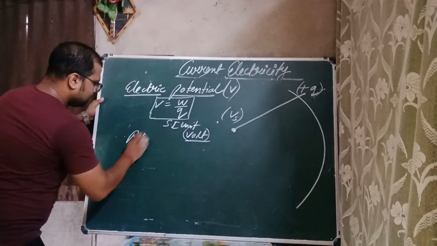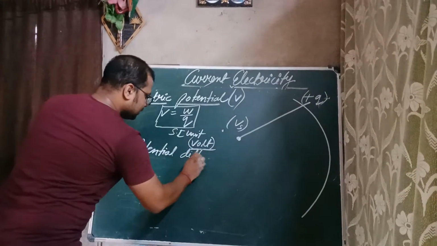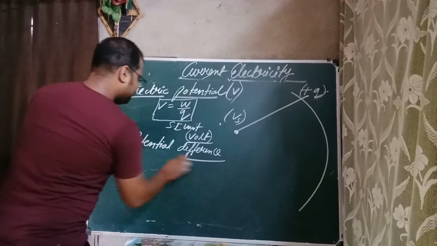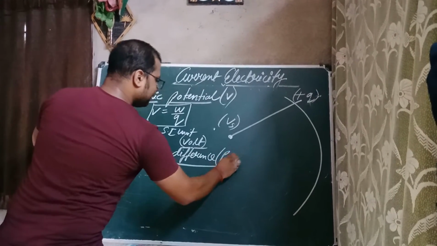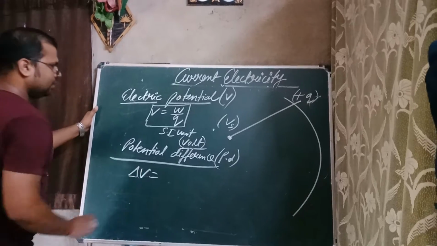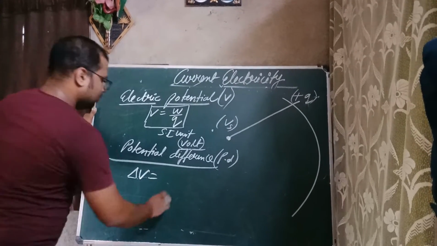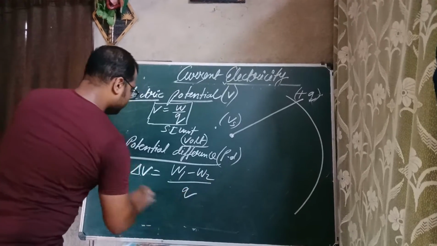Potential difference, which in short we call PD, is represented by del V. Del V is what? W1 minus W2 by Q.